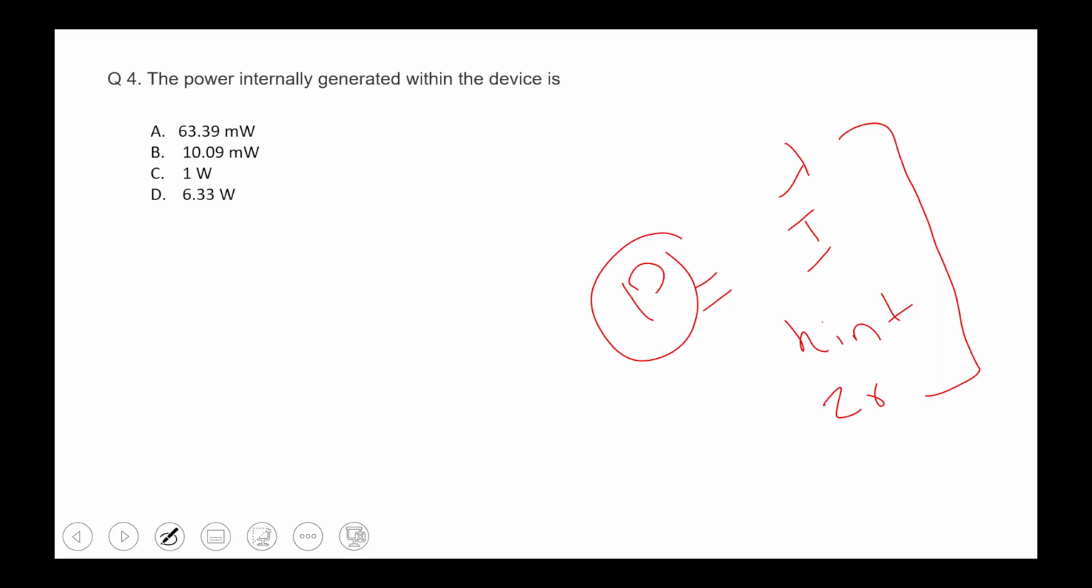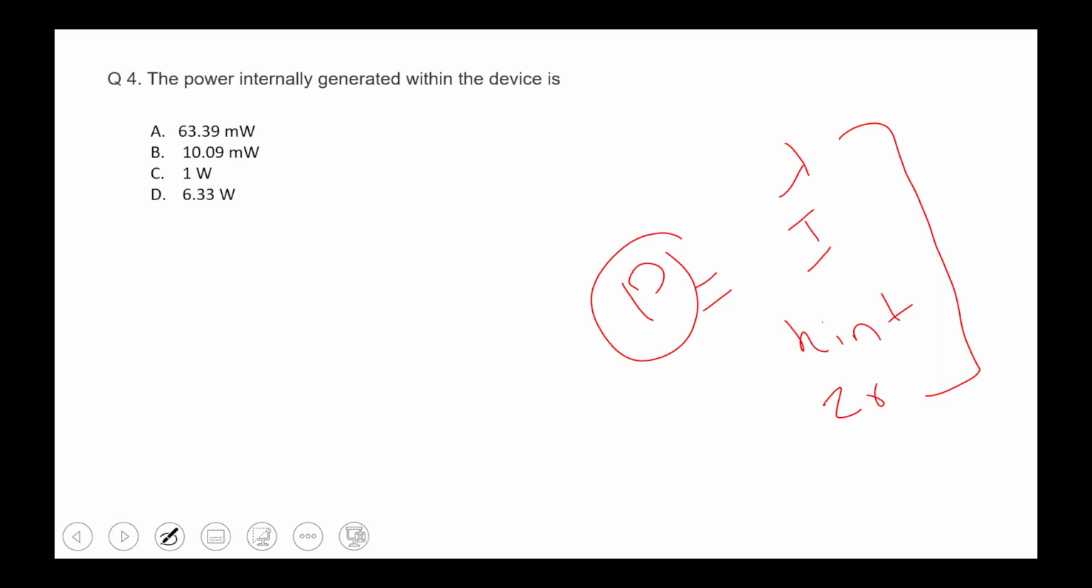Yes, sir. First we'll find out the rate of charge carriers by I over q. Then the energy generated within the device is h nu times the internal quantum efficiency. This will give us the power.